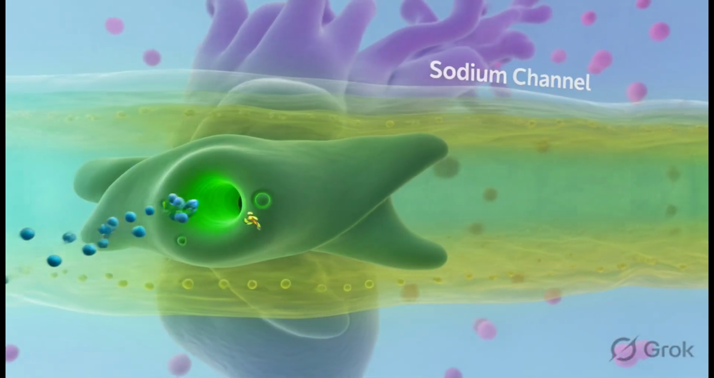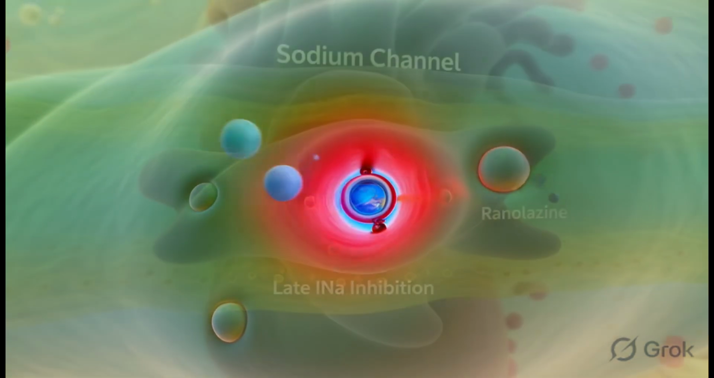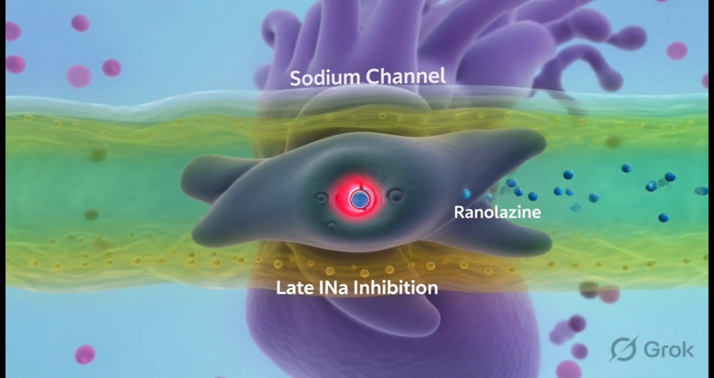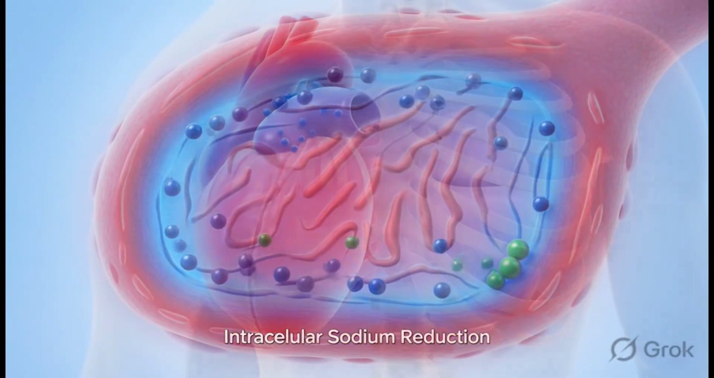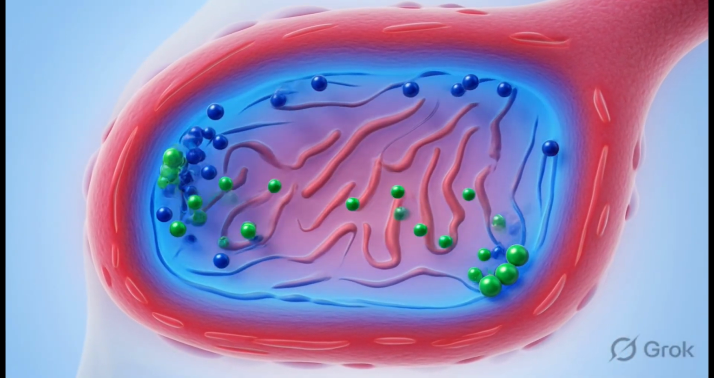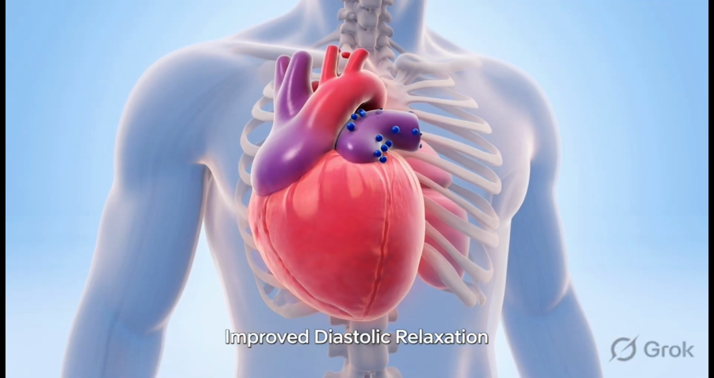Ranolazine inhibits the late inward sodium current in heart muscle cells. This reduces intracellular sodium and, in turn, calcium overload, improving diastolic relaxation and reducing wall tension, all without significantly affecting heart rate or blood pressure.